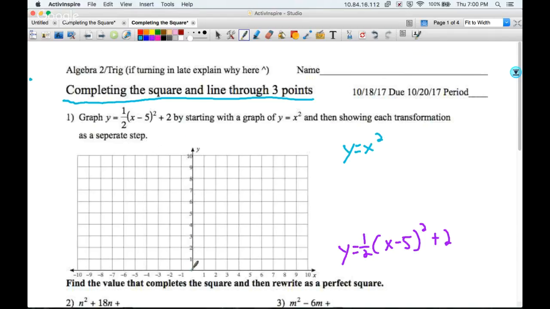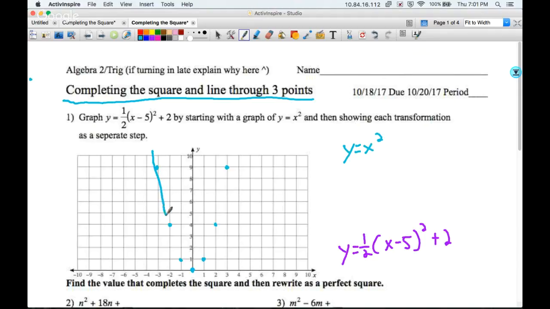So I'm just going to do it with only a few points in each parabola. Y equals x squared is a very easy equation to graph. It's just all of our squared values. 1 squared is 1, 2 squared is 4, 3 squared is 9, and so on, and then it's symmetrical. So this is our parent function. It's the most simplified version of this graph.